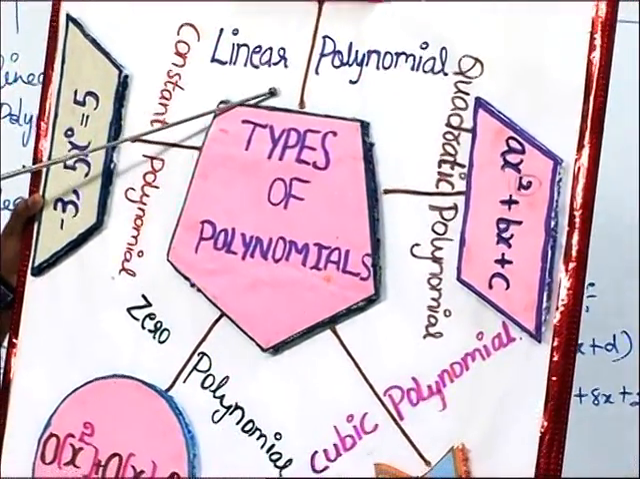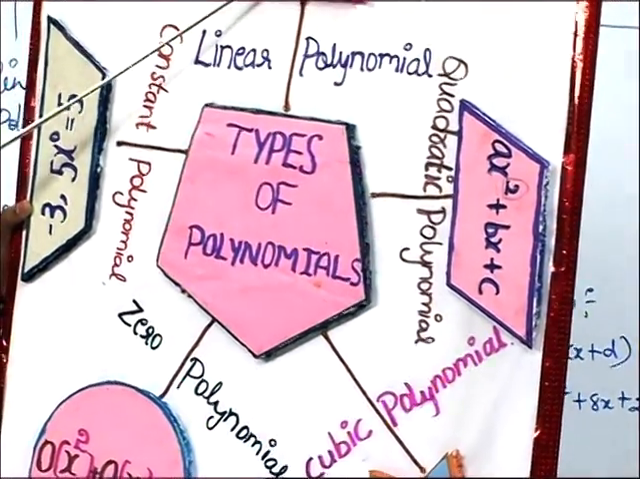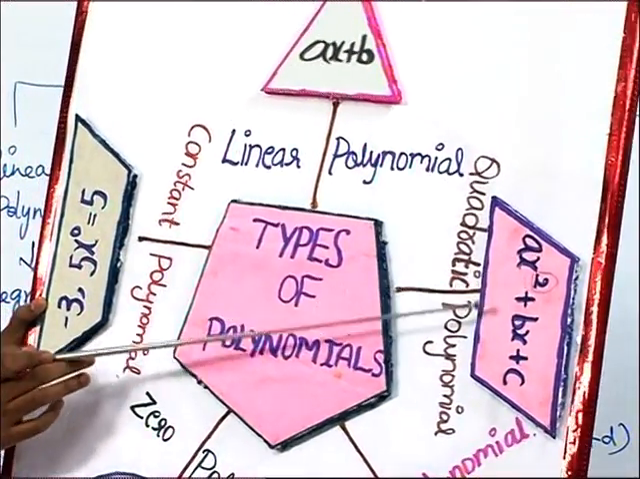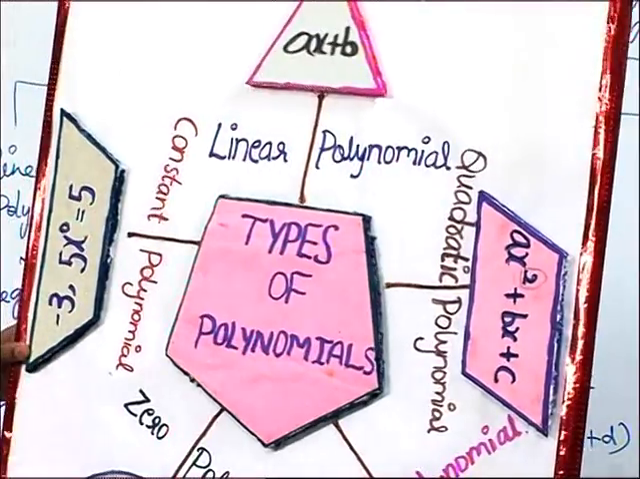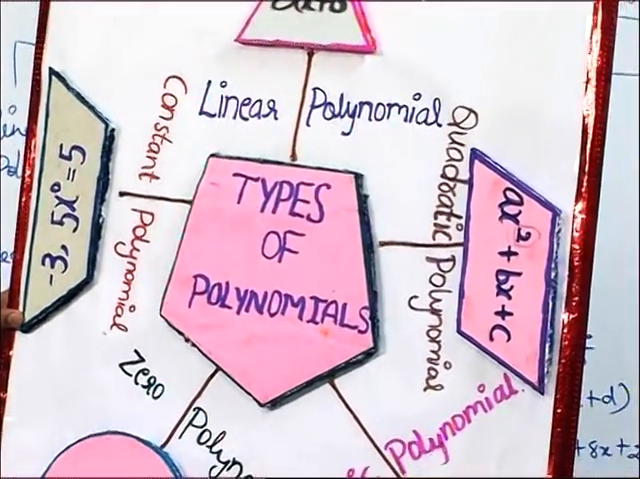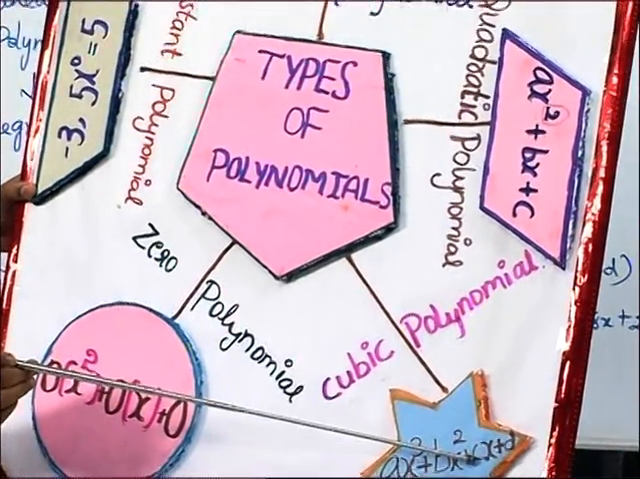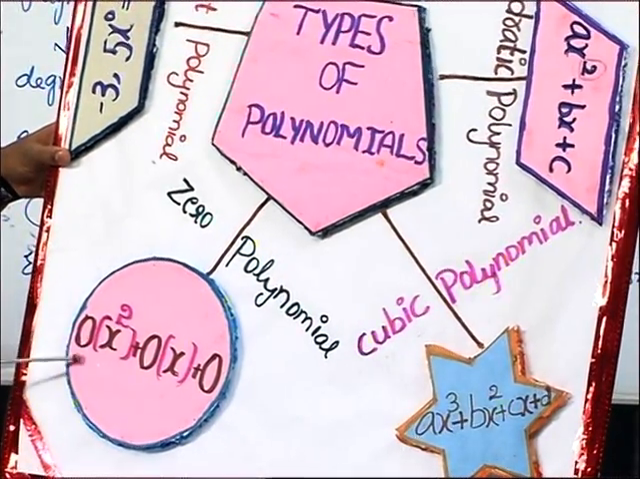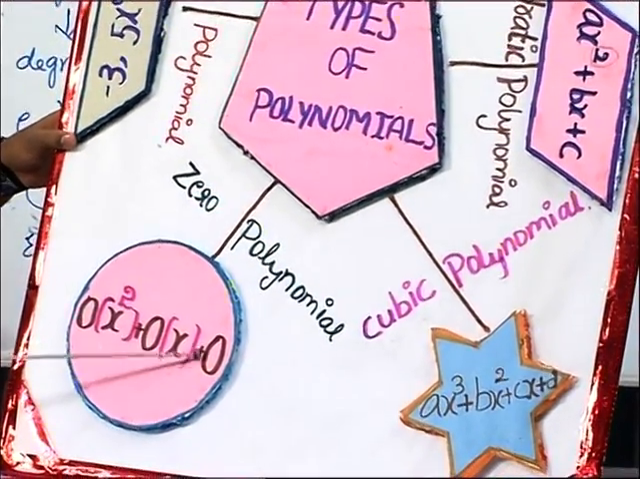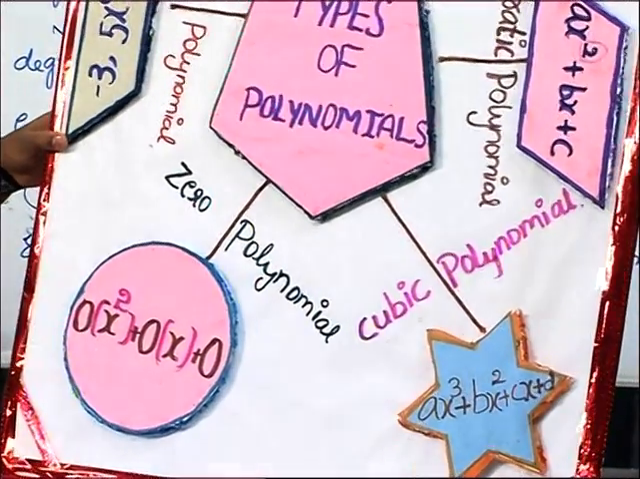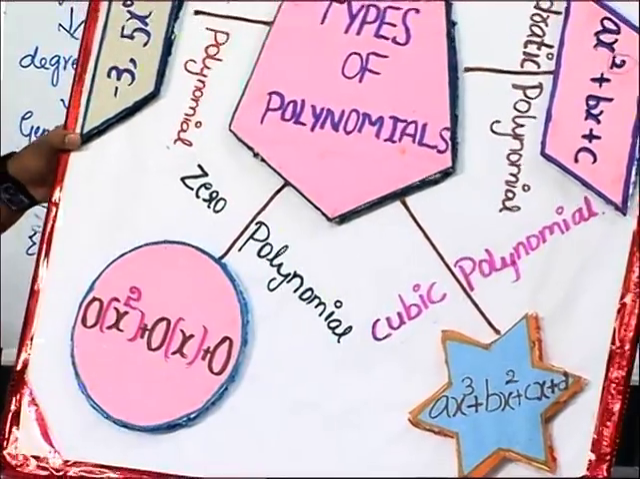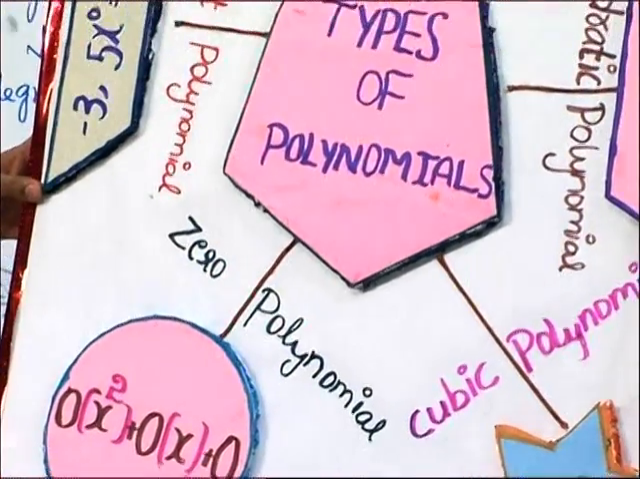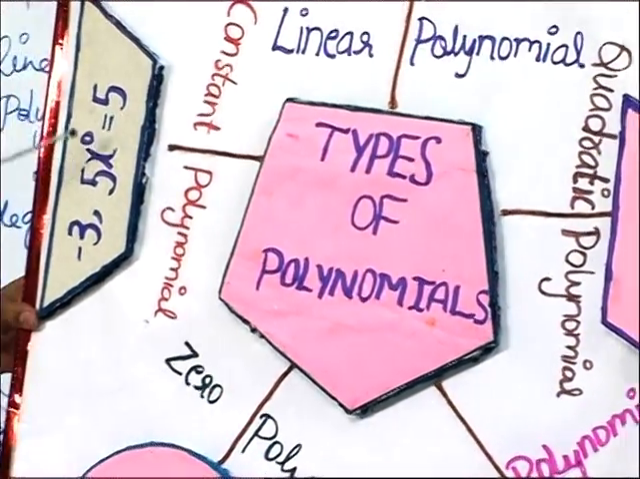Here the linear polynomial general form is ax plus b, and the quadratic polynomial general form is ax square plus bx plus c. The cubic polynomial general form is ax cube plus bx square plus cx plus d. Zero polynomial means, for example, 0x square plus 0x plus 0. In this polynomial all coefficients are zeros, so it is called a zero polynomial. Next, constant polynomial. A constant polynomial example is 5x power 0.